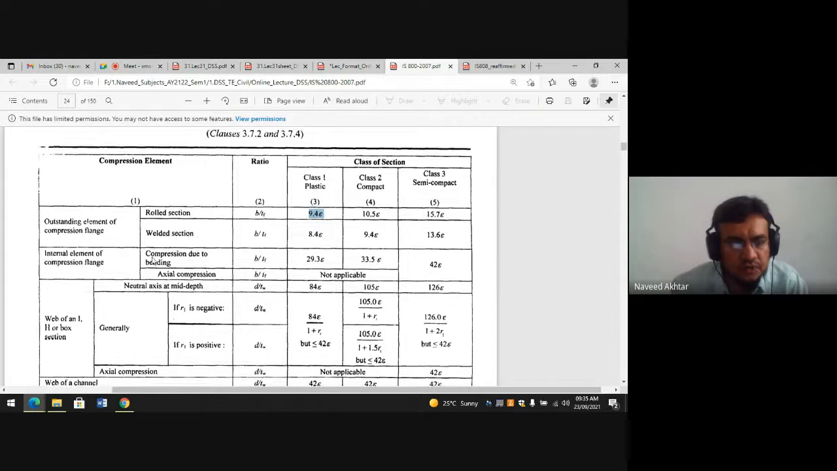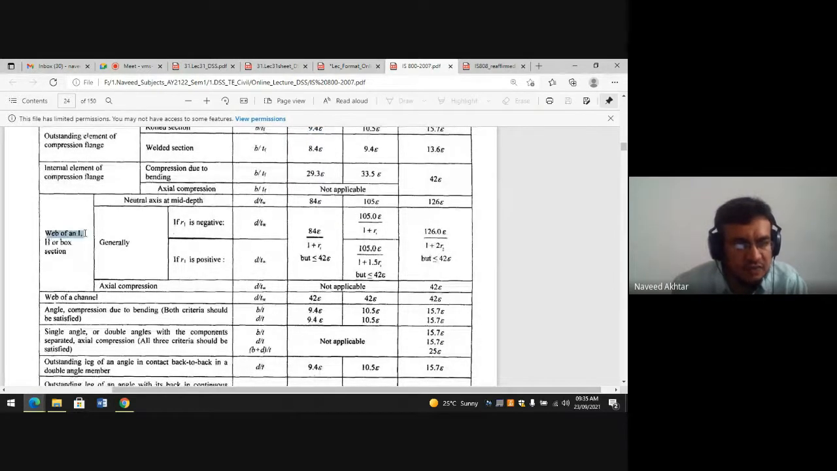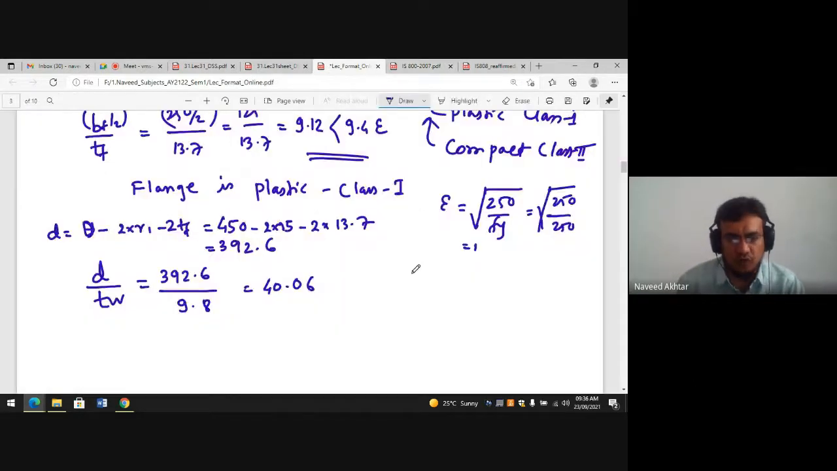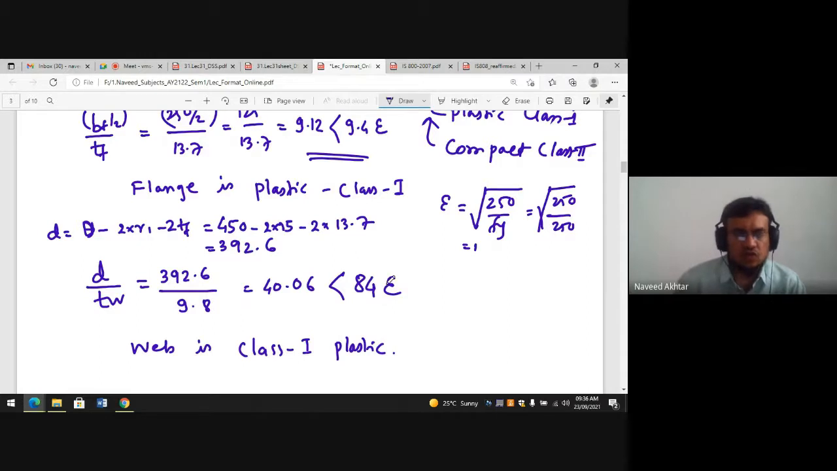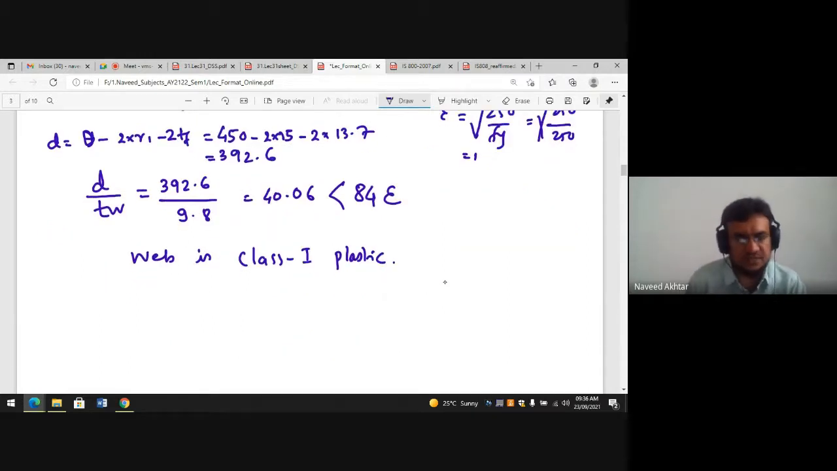Again, we have to check from the IS code, the web of an I section, where the neutral axis is at mid depth. Definitely a symmetric section is one where the neutral axis is at mid depth. So if the d by tw ratio is less than 84 epsilon, it means that it is class 1 plastic. Our 40 is less than 84 epsilon, so the web is also class 1, which is nothing but a plastic section. So the flange is plastic, the web is plastic, hence the section is plastic.